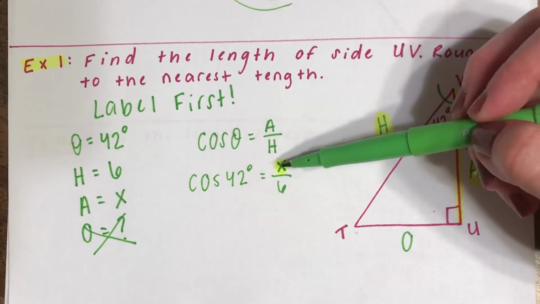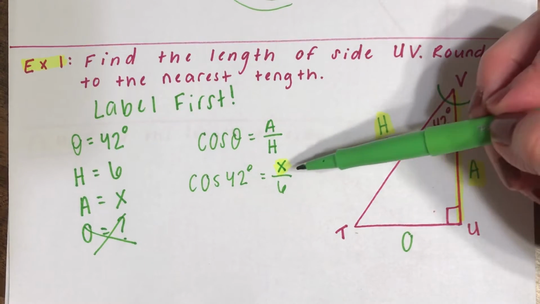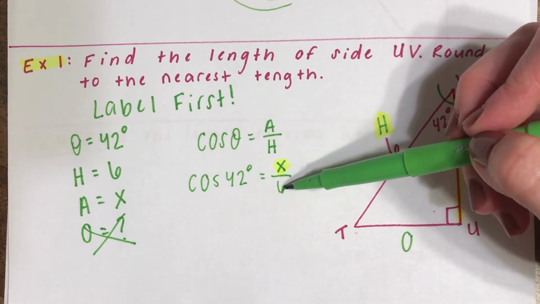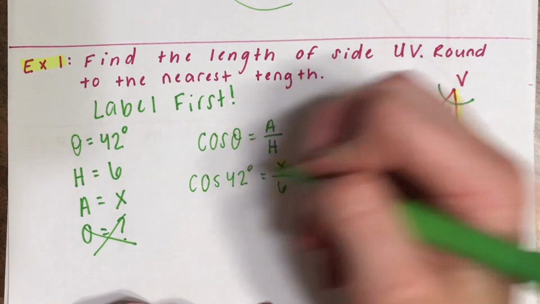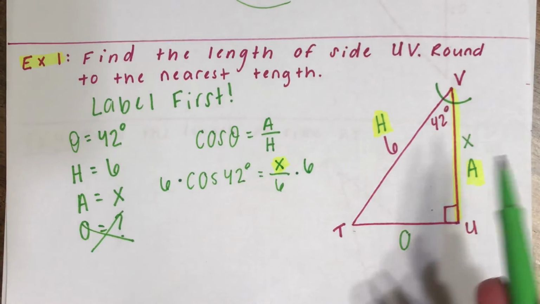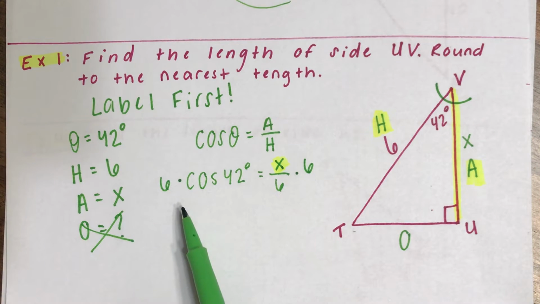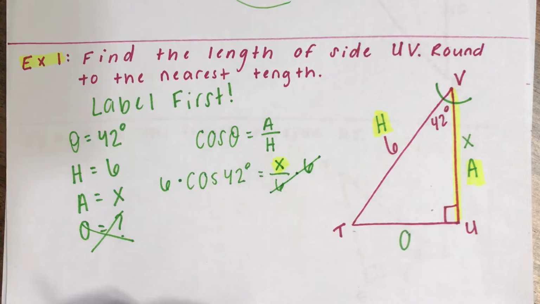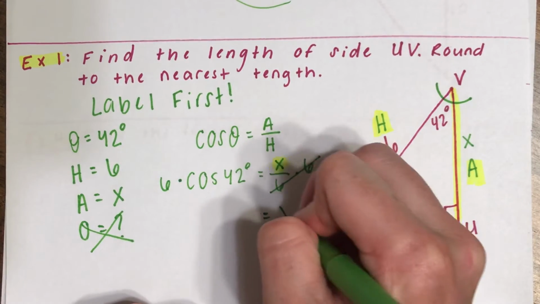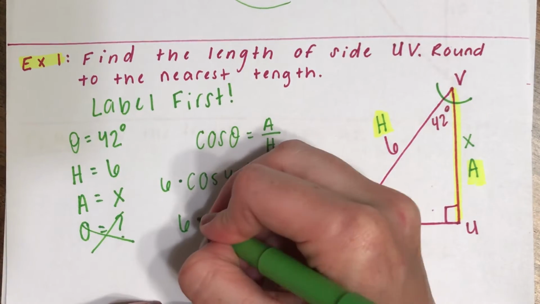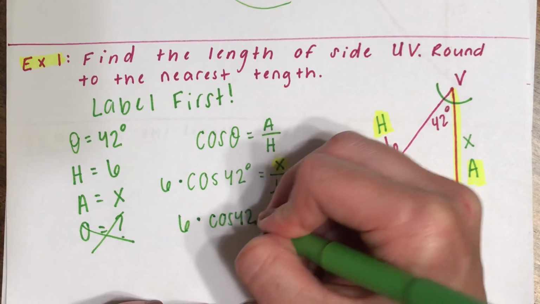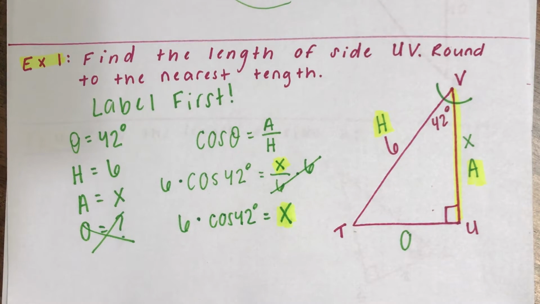Okay? So I can see on this side, since I want to get x by itself, and I have division by 6, the opposite operation would be to multiply both sides by 6. So on both sides, I'm going to do multiplication by 6, which I can see right here, that's going to cancel out, and I'm left with what I want. X equals 6 multiplied by the cosine of 42 degrees. Okay, so we are almost done. This last step, however, you have to use a calculator because we can't do this in our head.